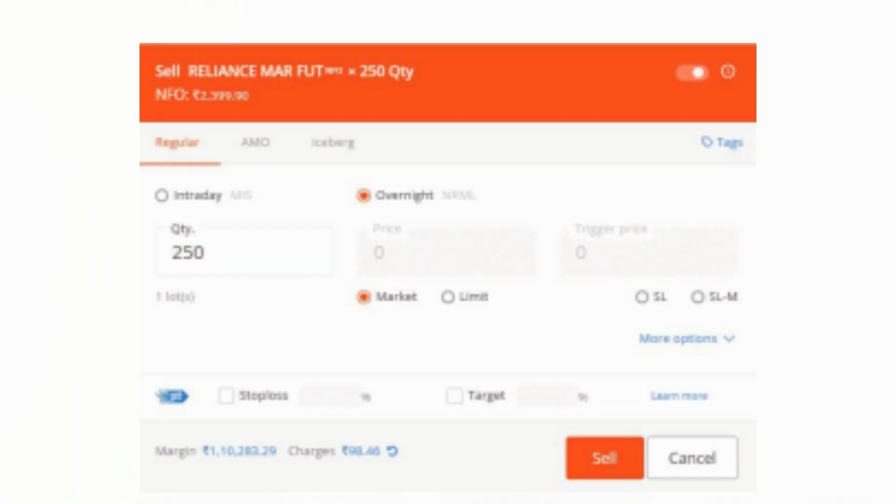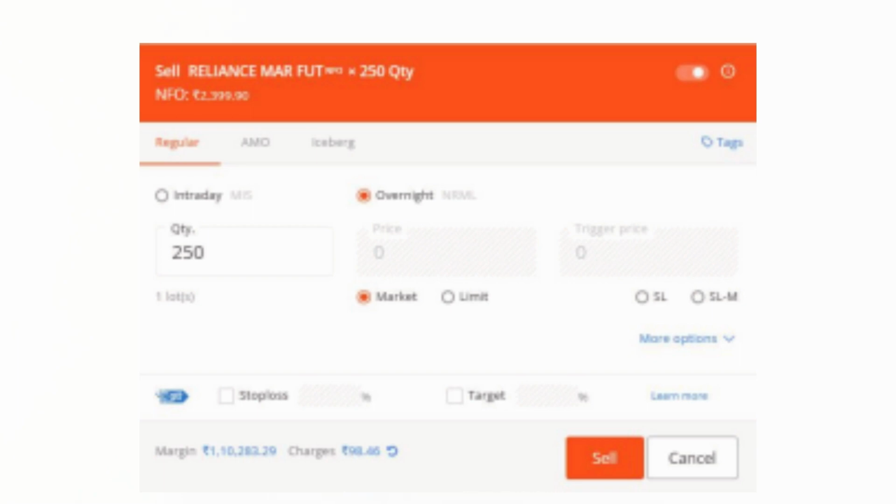Current Reliance share price is 2,387.90 rupees. Let us say that as per our analysis, you feel that by March end, the Reliance shares might go down. So to monetize this, you can sell a Reliance futures contract which will expire on the March end.